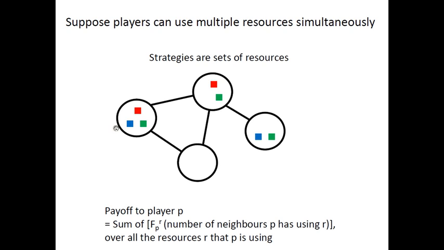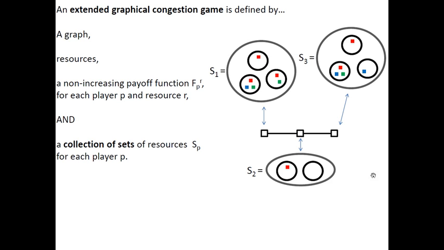Okay, so say this is player P, this guy gets a payoff of FP of red of whatever the congestion level of 1, because the red resource has a congestion level of 1, plus FP of green of 0, because they have 0 neighbours using the green resource, plus FP of blue of 0. Okay, so we can generalise the systems quite naturally in this way. So here are a couple of payoffs for players in the system. Okay, so I call this kind of thing an extended graphical congestion game.